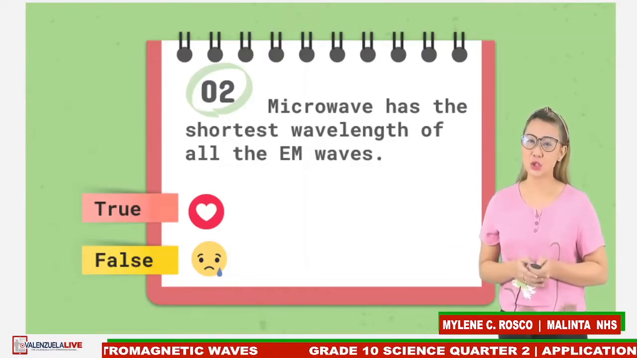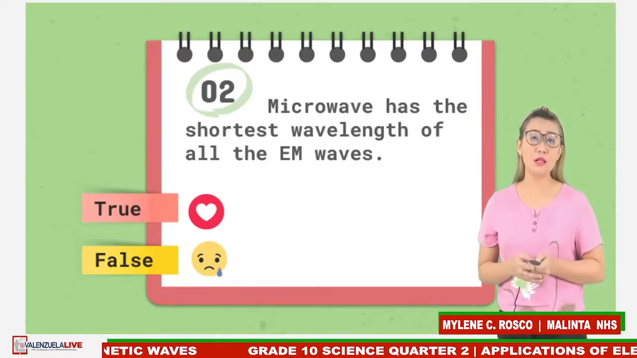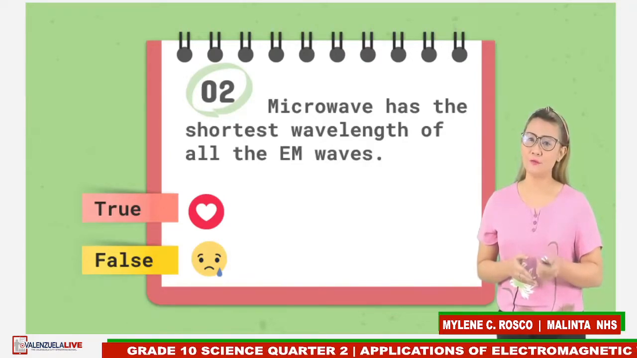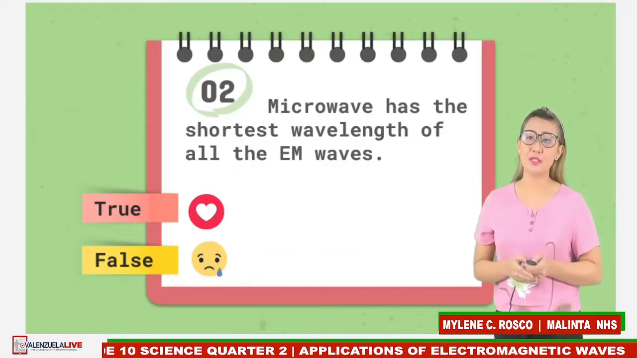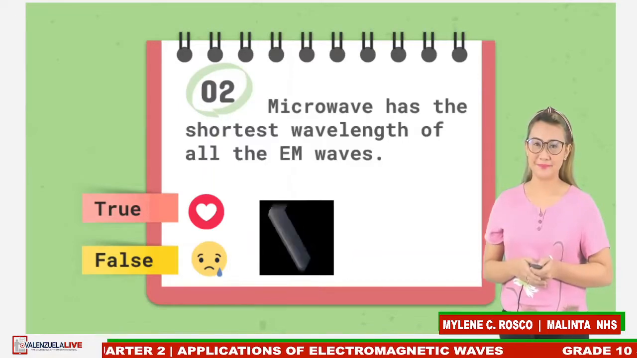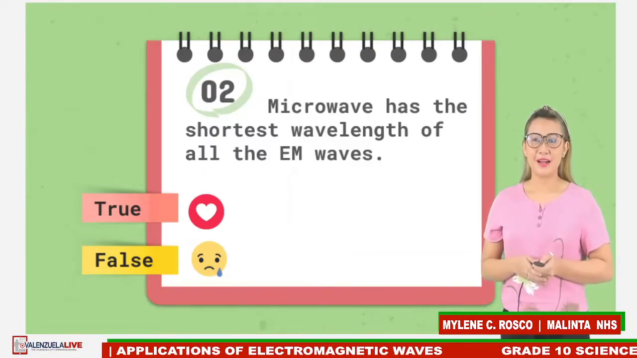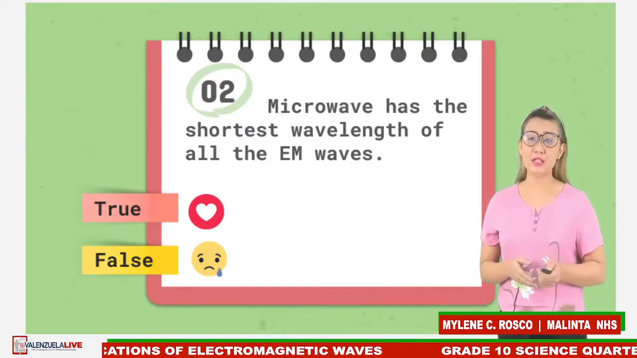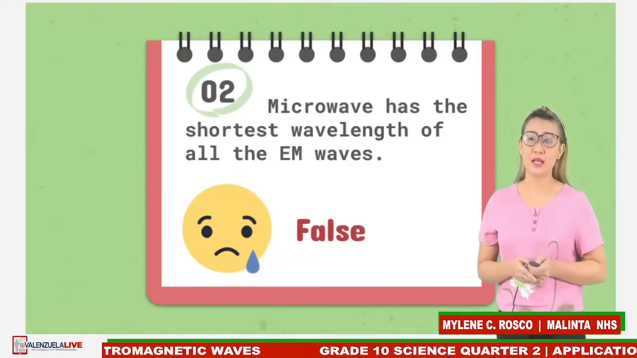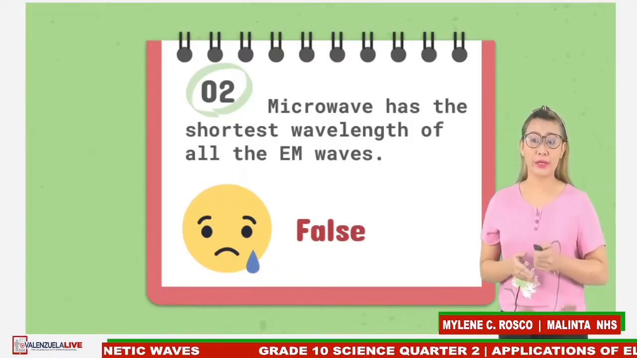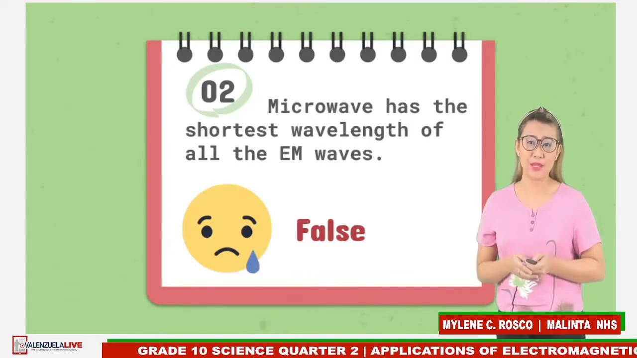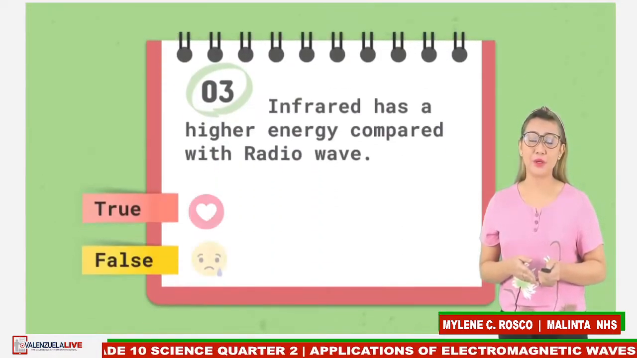Microwave has the shortest wavelength of all the EM waves. Is it true? Heart react or false? Sad react. 5 seconds, go. All right, time is up. The correct answer is sad react. So the statement is false. Remember, gamma ray or gamma radiation has the shortest wavelength of all the EM waves. Now let us have the third statement.